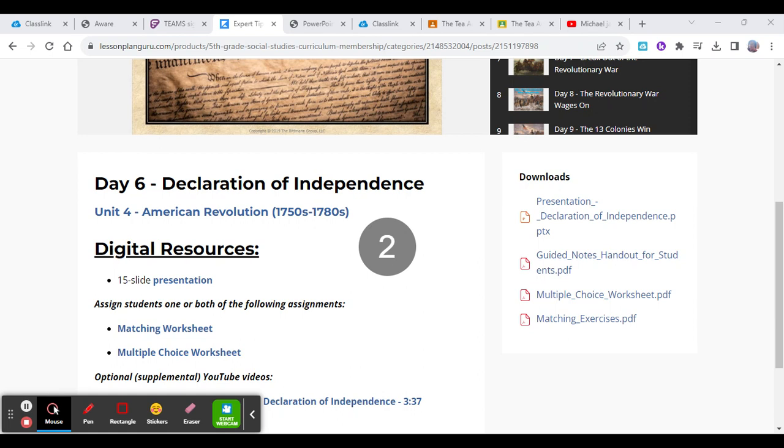Body. "Such has been the patience of these colonies." Five sections of body. Indictment of King George III, a list of numerous transgressions King George III made against the colonies. Among these are the following: for imposing taxes on us without our consent, for depriving us in many cases of the benefit of trial by jury, for cutting off our trade with all parts of the world.